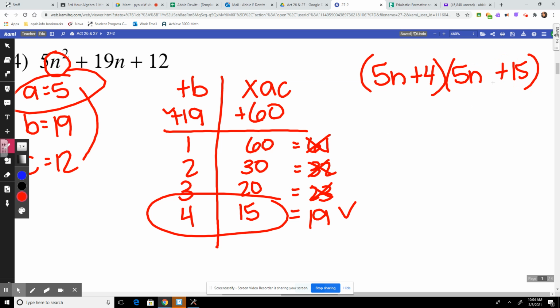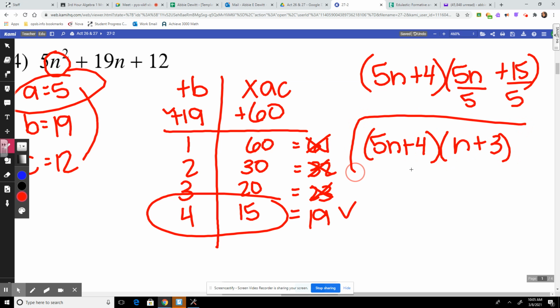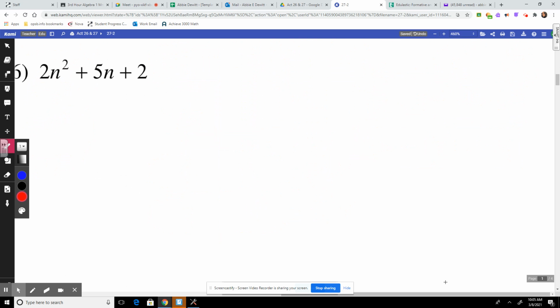5 and 4 prime, 5 and 15, I can divide by 5. My two binomials are 5n plus 4 and n plus 3. All right, so those are 4 examples where A is not 1. And I'm going to scroll down.